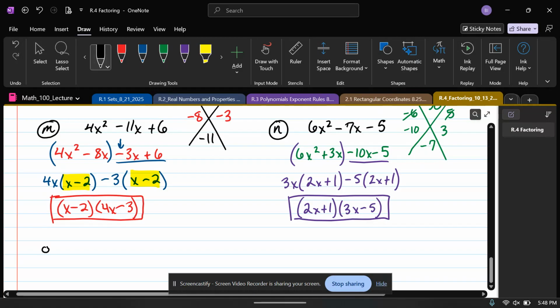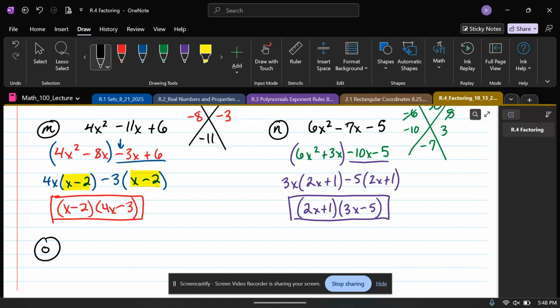The donut example. It's 2x squared plus 10x plus 25.